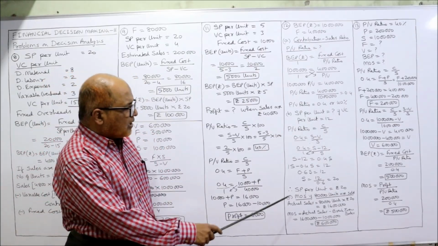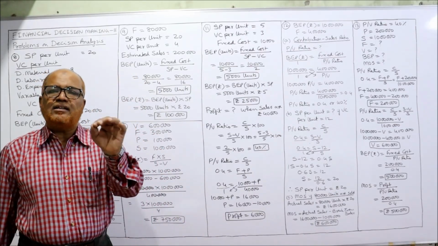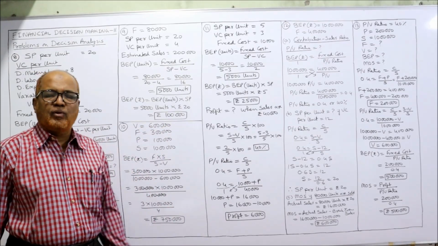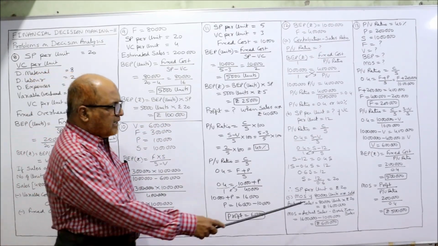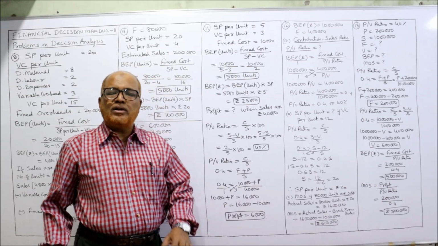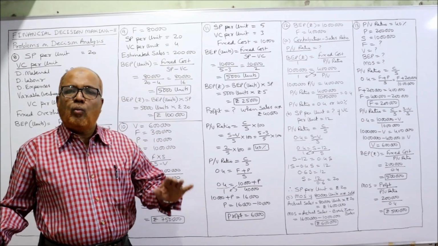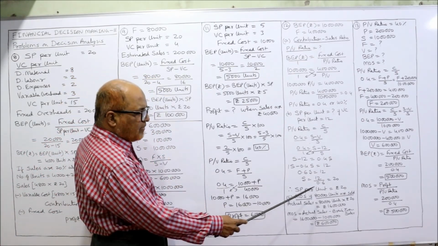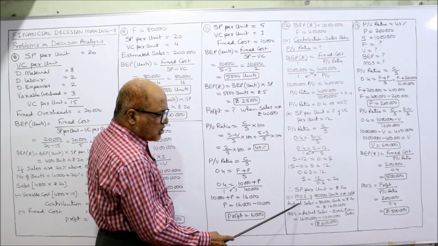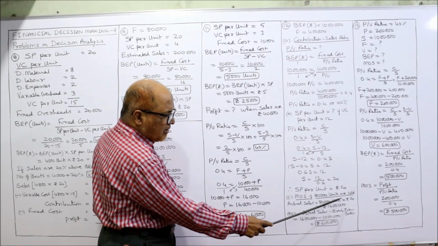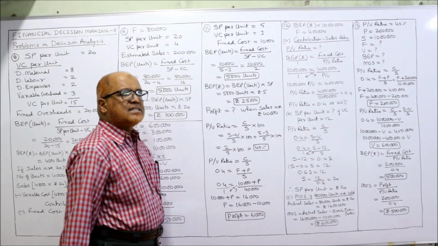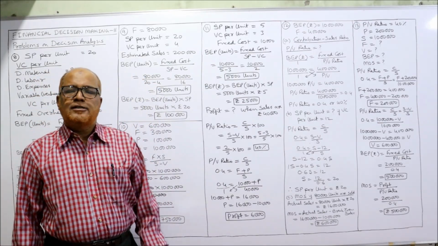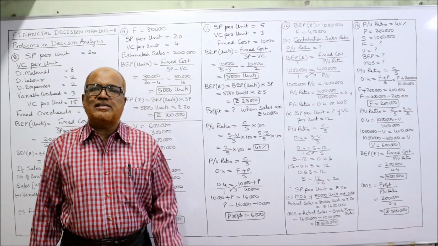Last question is, what is the MOS if 80,000 units are sold? What is the margin of safety? When 80,000 units are sold, what is the total sales? What is the selling price per unit? Just now we got 20 rupees. So actual sales is equal to 80,000 units into 20 rupees. You will get 16 lakh. 16 lakh rupees is the actual sales.